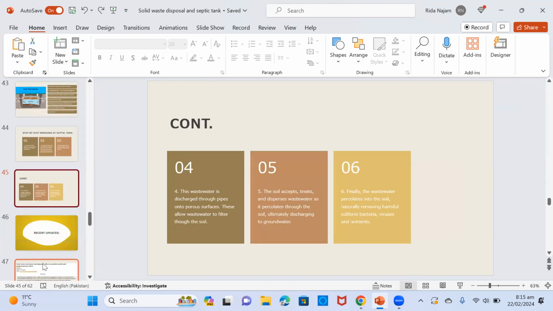Four, the wastewater is discharged through pipes onto porous surfaces. These allow wastewater to filter through the soil. Five, the soil accepts, treats, and disperses wastewater as it percolates through the soil, ultimately discharging to groundwater. Six, finally, the wastewater percolates into the soil, naturally removing harmful coliform bacteria, viruses, and nutrients.